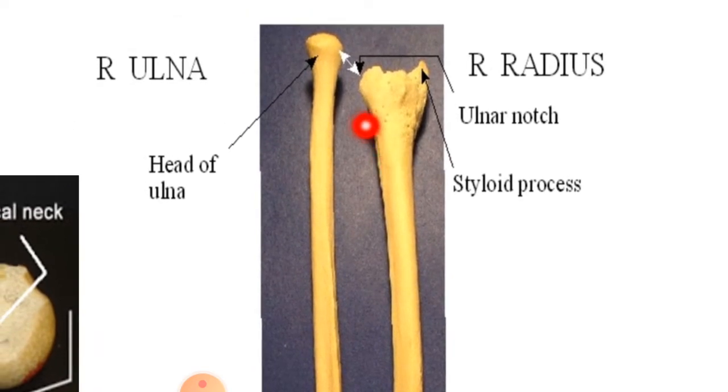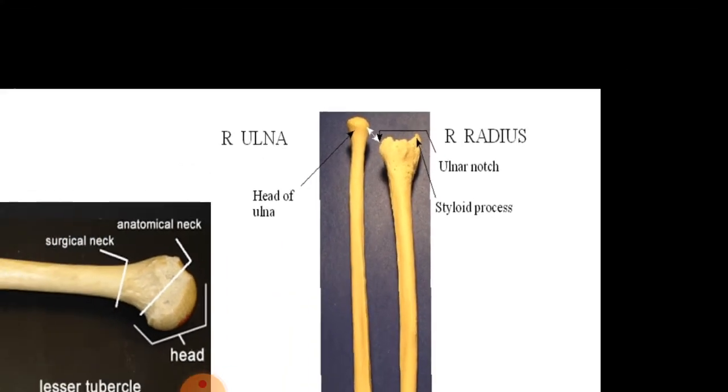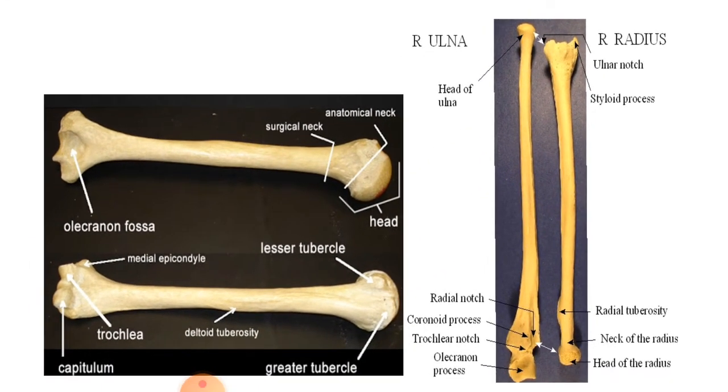At the distal ends they will form the joint with the wrist. They will form a joint that is called the wrist joint with the carpal bones, and with each other, that is called the distal radioulnar joint. And another important thing is that the ulna lies medially, and the radius bone lies laterally.